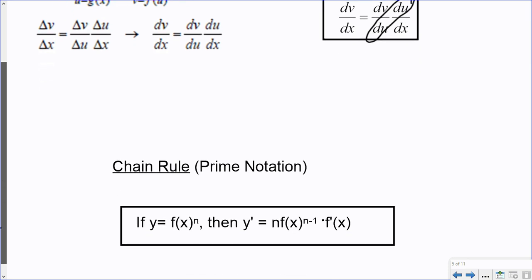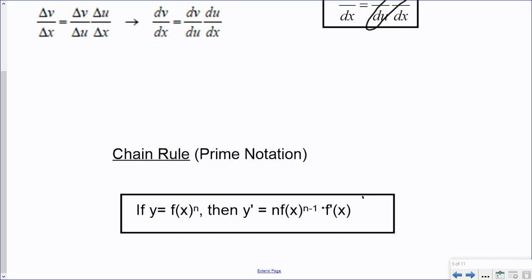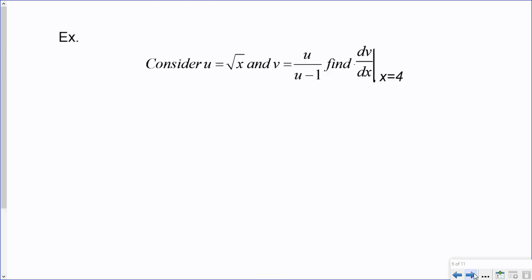Prime notation also works the same way. It's the same type of function. Okay, if we have a function raised to a power, I find the derivative of the power function first, and then I find the derivative of that inside function here. Now we're going to practice Leibniz notation here in a minute. This is how I'm going to finish the lesson here.